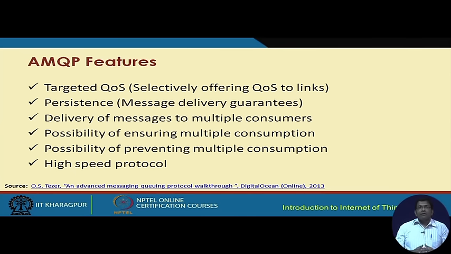So, these are some of the features of AMQP. It offers targeted QoS, which basically targets selective offering of QoS to certain links, persistence, which basically implies offering message delivery guarantees. Then we have the delivery of messages to multiple consumers, the possibility of ensuring multiple consumption, possibility of preventing multiple consumption and high speed.